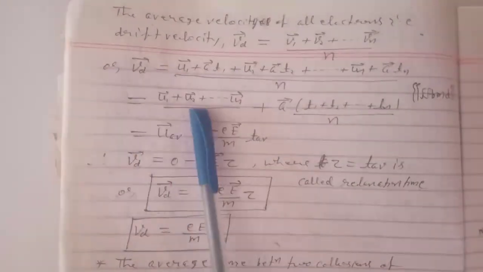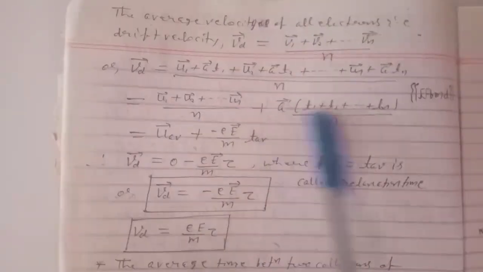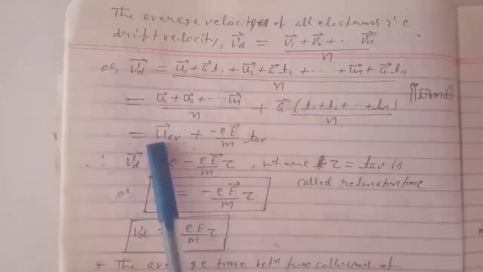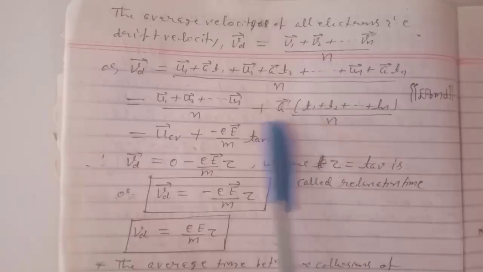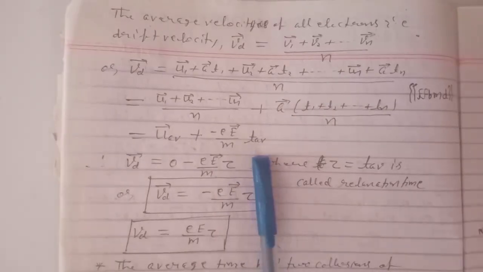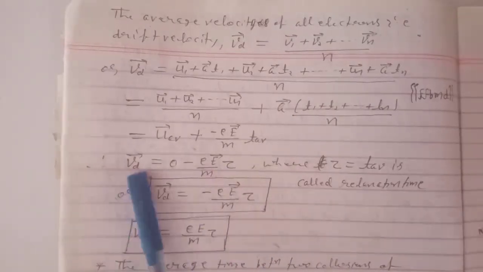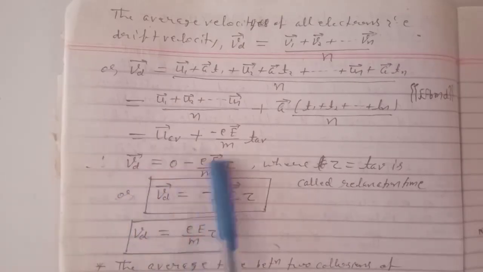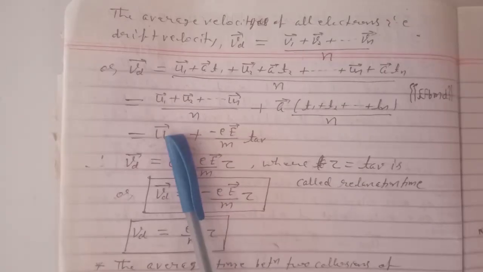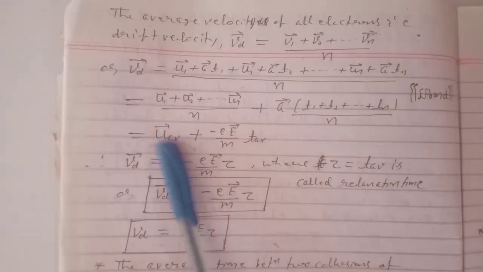Or equals u1 vector plus u2 vector plus ... plus un vector by n, plus a vector into t1 plus t2 plus ... plus tn by n, or equals u average plus a vector into t average. Here a vector is given as minus eE vector by m, and this is t average, so it is written tau. Hence Vd equals 0 minus eE vector by m into tau, because u average is 0. That was the average velocity of electrons before the electric field was switched on.